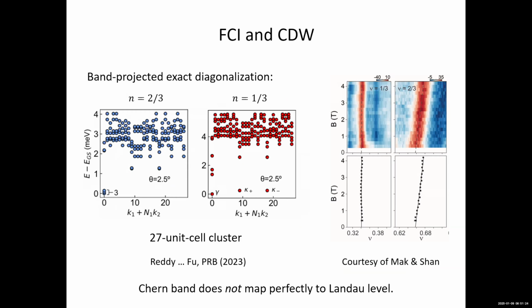So this case indeed shows that not everything is FCI. Even in the same system at different twist angles, and even at the same twist angle at different filling factors, there are different kinds of states, the FCIs and charge density waves. And obviously, this is not something you expect for a Landau level. From this, we learned that the Chern band, even though I keep making an analogy between the Chern band and Landau levels, its mapping is not perfect. The Chern band does not map perfectly to Landau levels. It actually makes the physics even richer.